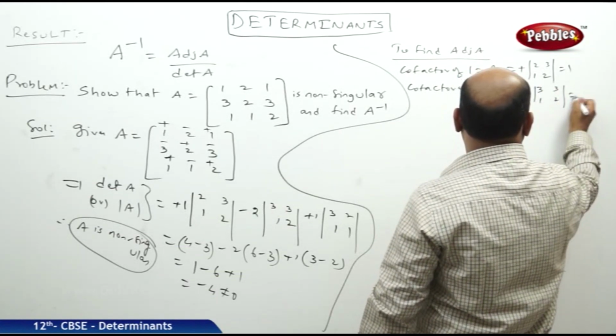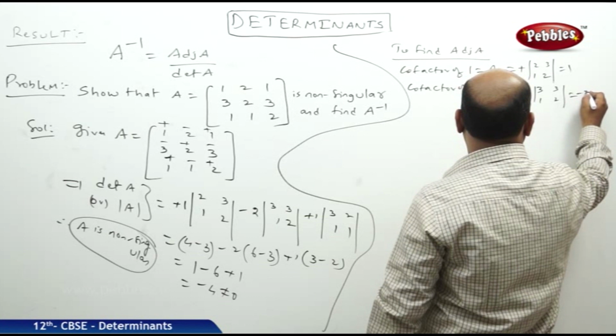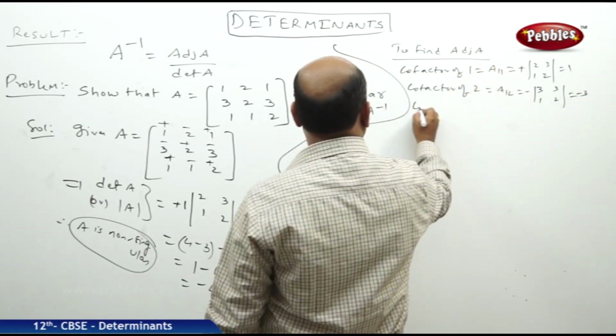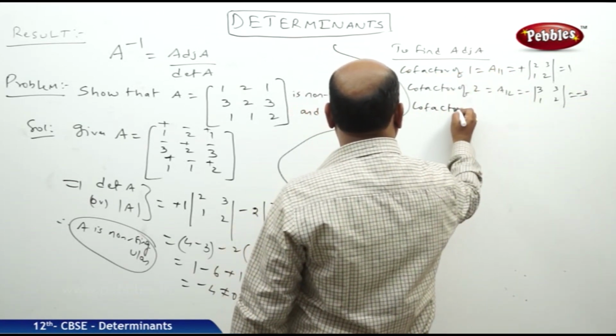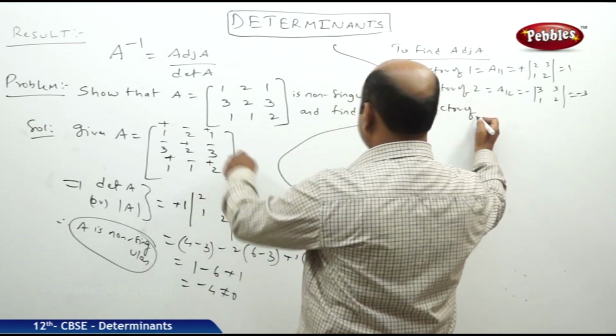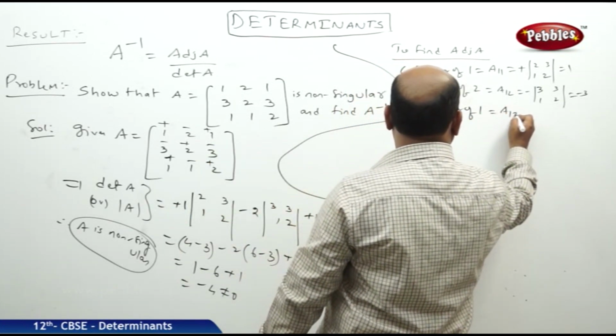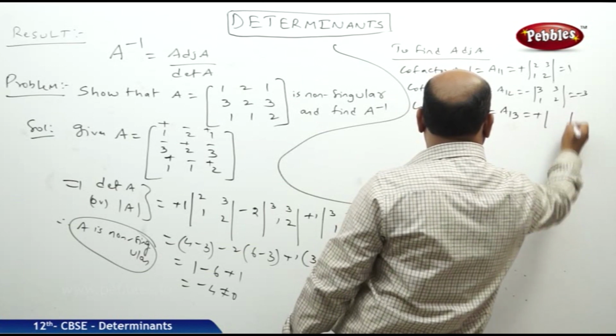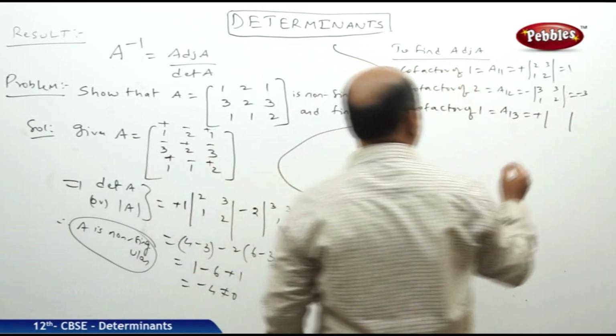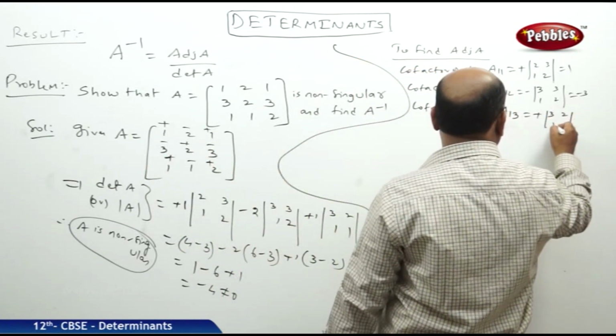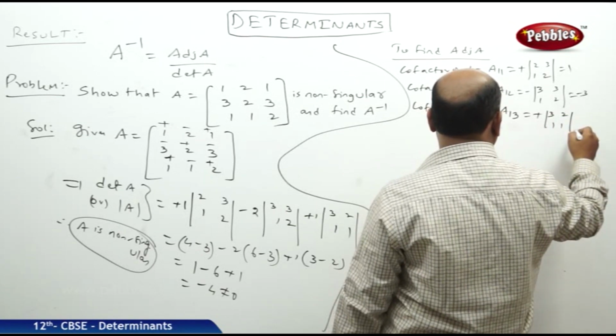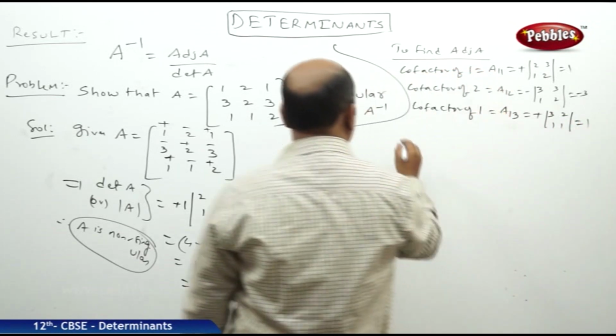3 3 1 2 means 3 2s are 6, 6 minus 3 will be minus 3. Later again I want to find cofactor of 1. That means A13, that is equal to plus into its minor. 3 2 1 1 means 3 minus 2. 3 minus 2 is 1.